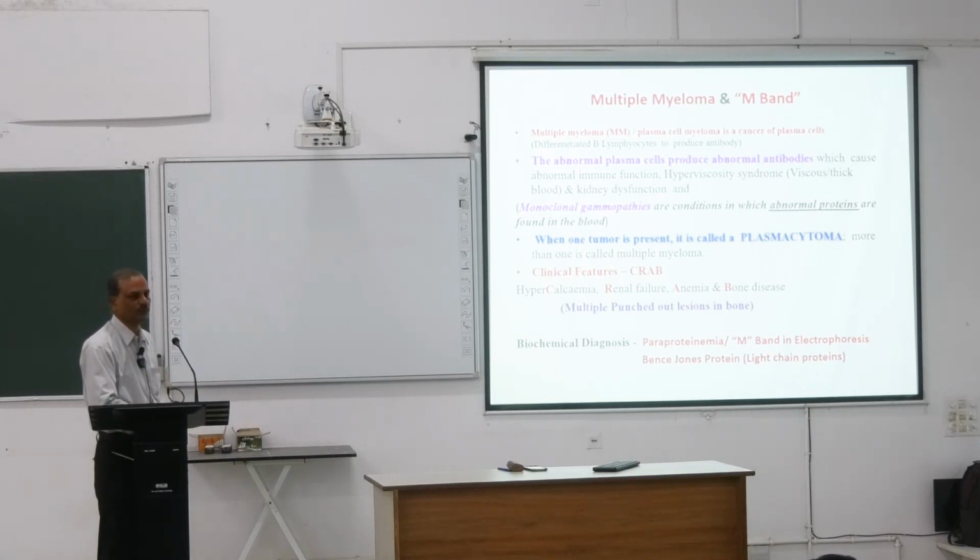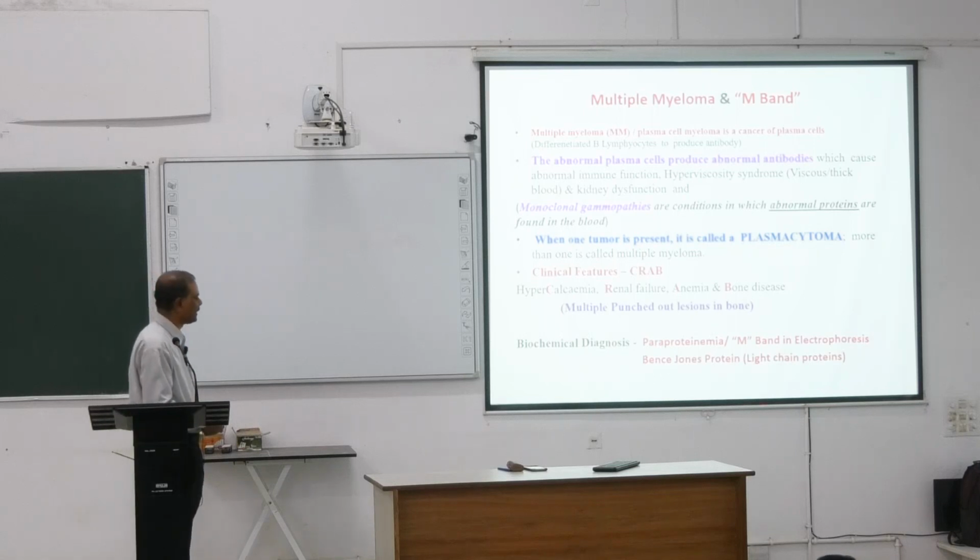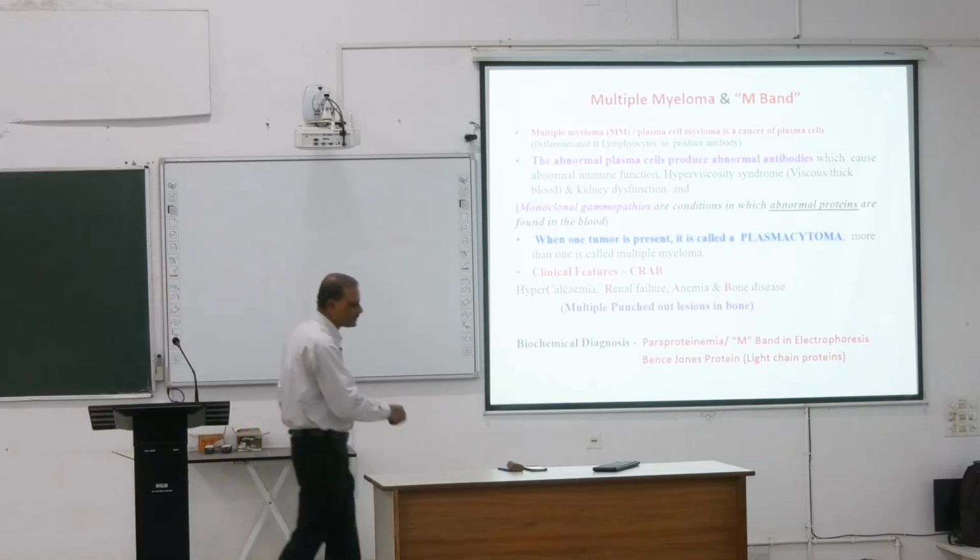Multiple punched out lesions on the bone are characteristic of multiple myeloma, and biochemical diagnosis will be made. This will be the confirmatory diagnosis. Clinically, you cannot make a diagnosis. You can suspect, but the confirmation will rest on diagnosis of paraproteinemia. That is the M band in electrophoresis or Bence Jones protein. In my 30 years, not a single case of Bence Jones protein could I detect. But the M band in electrophoresis I have seen, and it is quite visible, that is diagnostic.